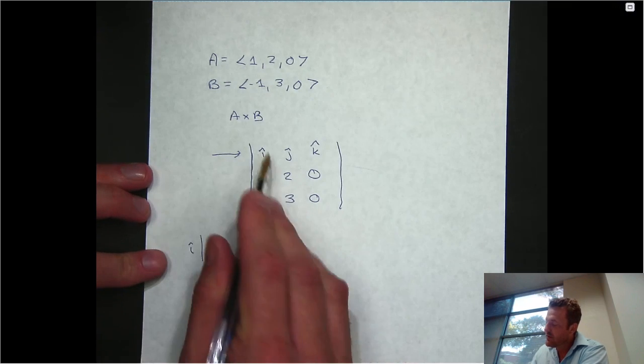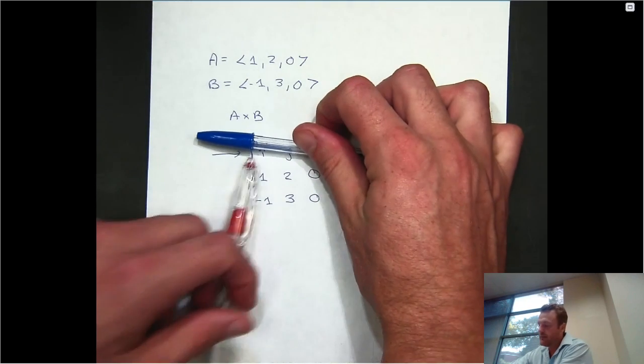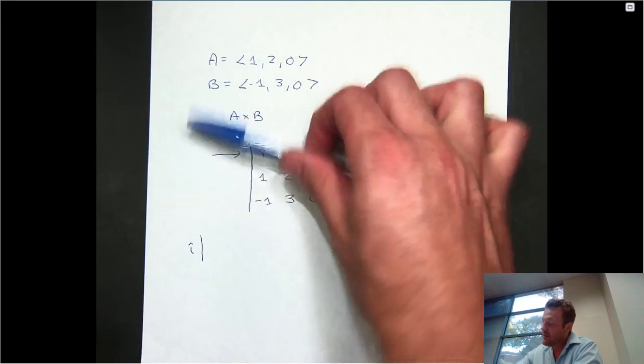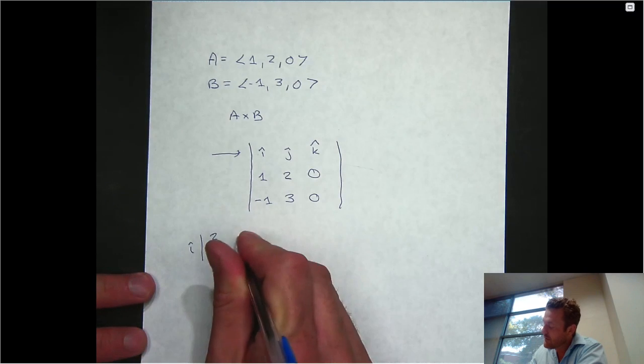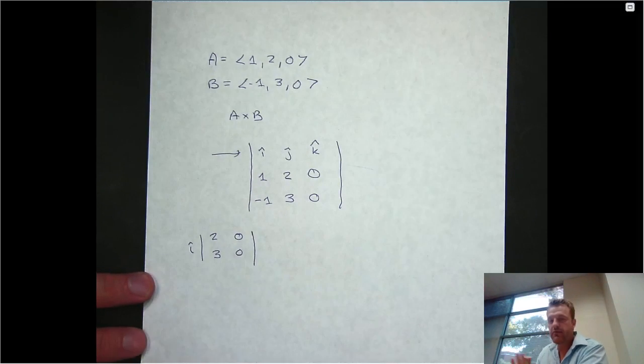So let's do it for the i hat component first. The corresponding 2x2 matrix, if I cover the first row and the first column, that I'm left with is just down there in the lower right corner. That's just going to be 2, 0, and 3, 0. That's the matrix that I'm left with. Now I'm going to write the entire expansion first, then we'll take the determinants.